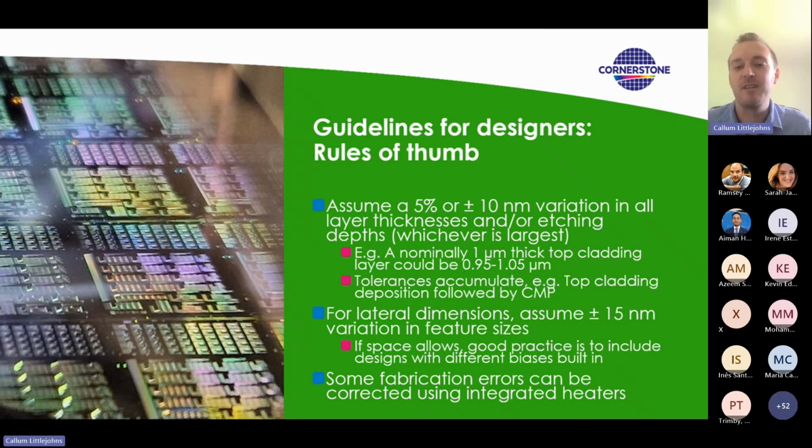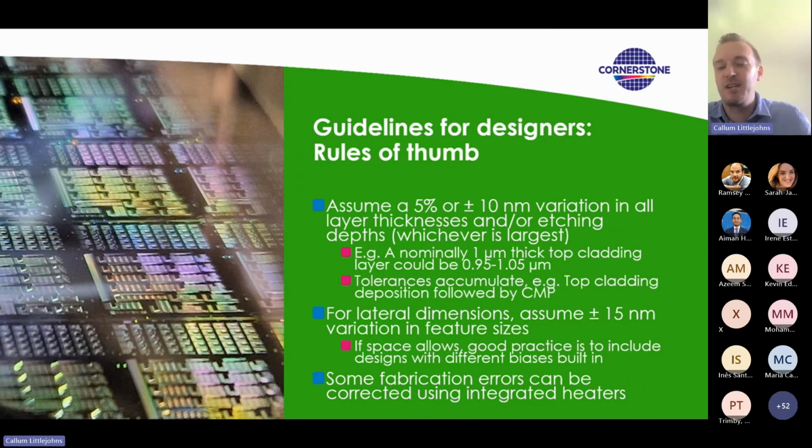So a sensible tolerance number for any layer thickness or etch is 5%, or plus or minus 10 nanometers, whichever one of those gives you the biggest number. What I mean by that is if the layer thickness is supposed to be 220 nanometers, in the worst case scenario, it might be 5% thinner or 5% thicker. When we do an etch, likewise, it might be 5% shallower or 5% deeper.